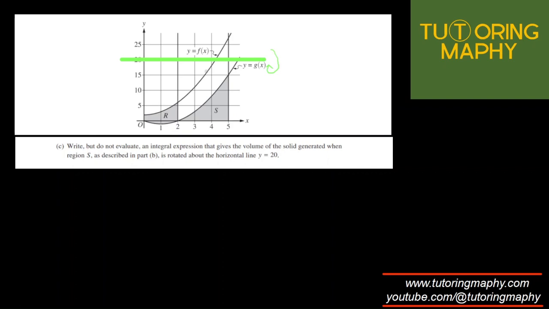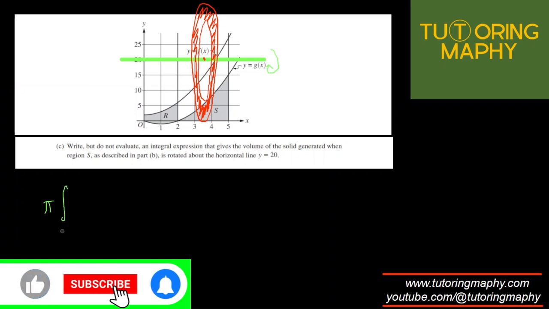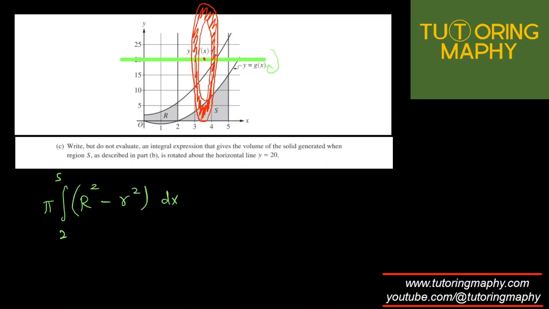Clearly this is a washer method, because the moment you draw the two discs, the first one will be this one. And the second one is going to be this one, because clearly we just need this portion, right? So that's clearly a washer. Okay. So what is the formula, guys? The formula says that pi times the integral of, the bounds are from 2 to 5, upper radius square minus lower radius square dx. We just need to give them an expression.